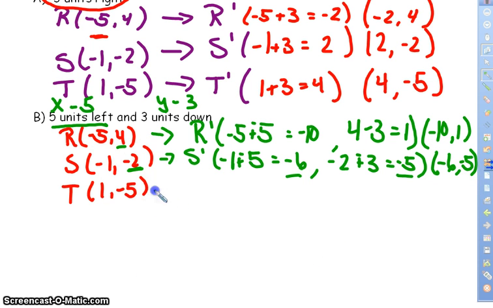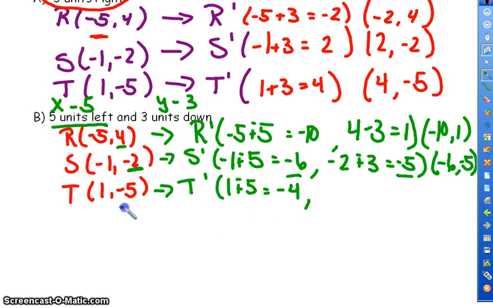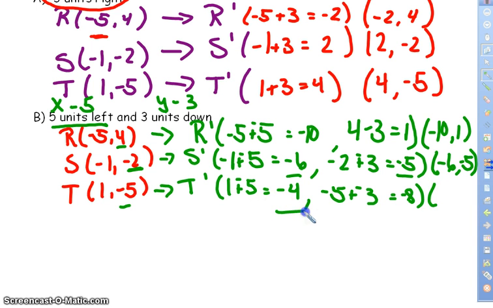And the last one, T. T prime would take my x, which is 1, and subtract 5 from it. Once again, add the opposite. 1 plus -5 equals -4. Now I'm going to take my y value, which is -5, and subtract 3 from it. Add the opposite, and I get -8. Okay, so my new ordered pair would be -4, -8.